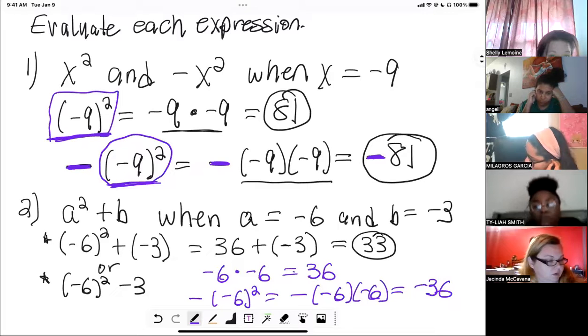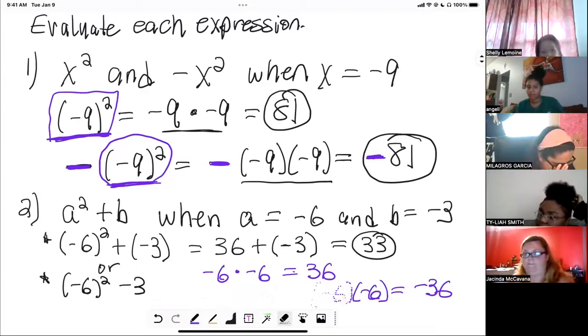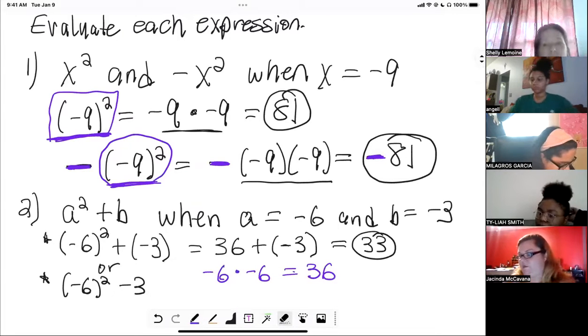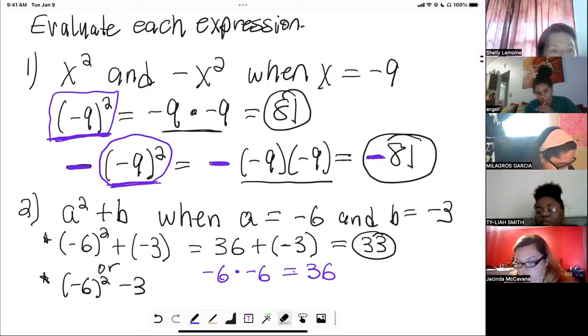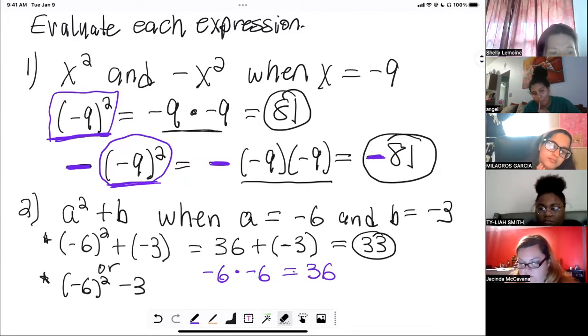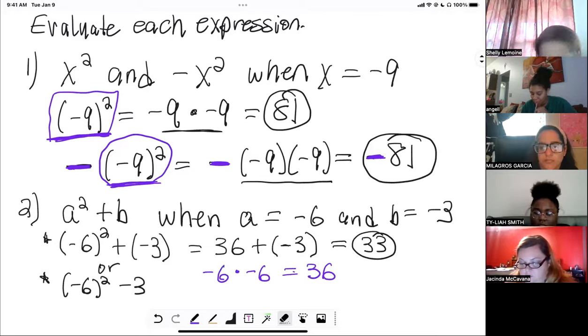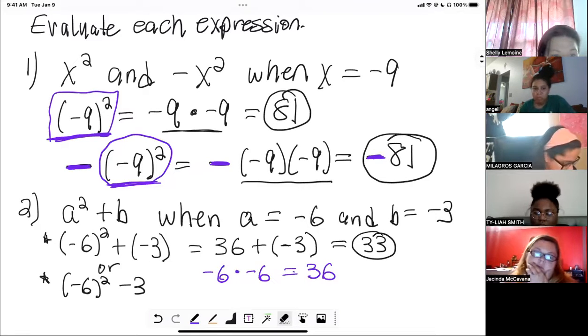I have a question. Before you said the -6, if it was -6 squared in parentheses, it would be -6 times -6. But if it wasn't in parentheses, it would be -6 times 6. So when you said replace A with -6, I thought it would be -6 times 6 because you didn't have it in parentheses. Okay, I like the questions a lot.